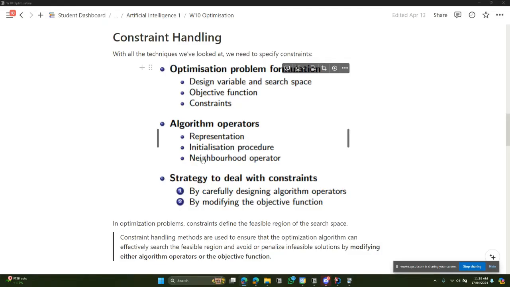So is everyone clear, just as a recap from last time, on what we need to specify in order to formulate an optimization problem and then use an algorithm to solve it? There are four things to formulate it and three algorithm operators, I guess, to solve the problem using one of these algorithms. Everyone clear on what these are and why they are? Great, cool. That's what I like to hear.